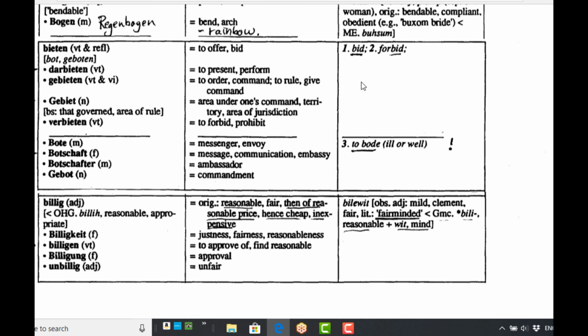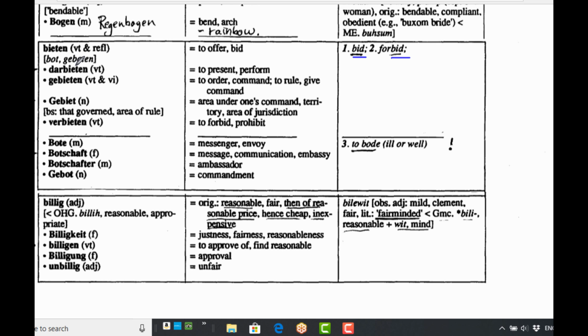Okay, here's the next one. So bieten, a very common verb, to offer, to bid, and I'm sure the English words bid and forbid come directly from that, for sure. And they just give you the two other principal parts, bieten, bot, geboten, just because sometimes vocabulary can be taken from any one of the three principal parts of the verb.